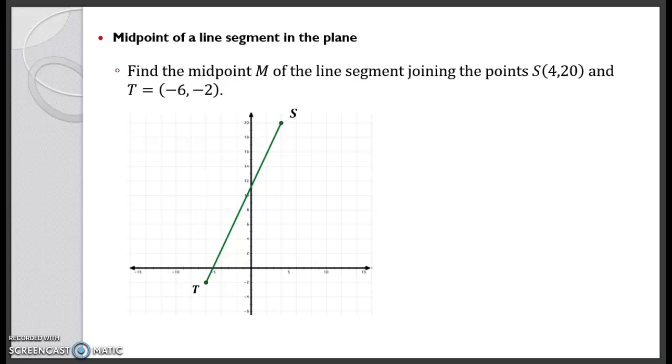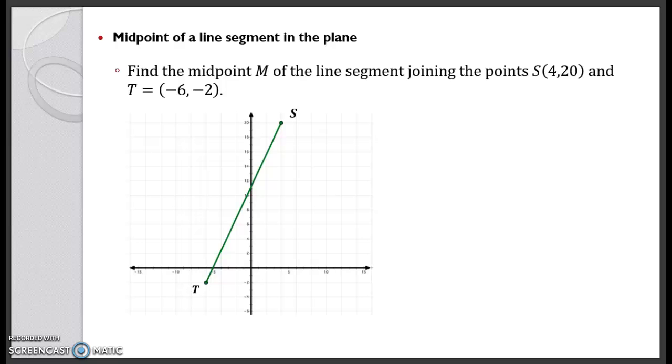Hey everybody! This video is going to talk about the midpoint of a line segment in the plane. So when we're told to find a midpoint of a line segment joining the points S and T, where S is clear up here at (4, 20) and T is down here at (-6, -2), well, what do we do? First, let's estimate.